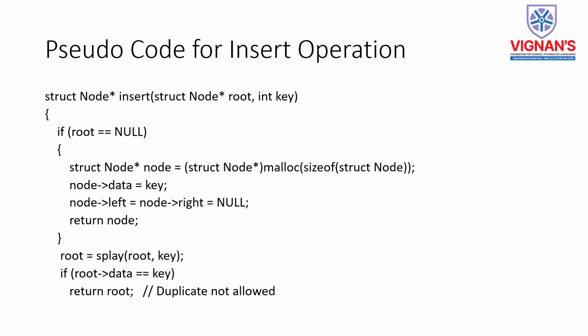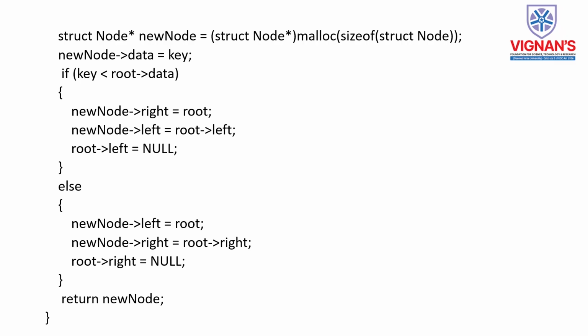Now let's continue the insert code from here. First, we create a new node using malloc. Then we store the key inside it using newNode data = key. Next, we compare the key with the current root data.